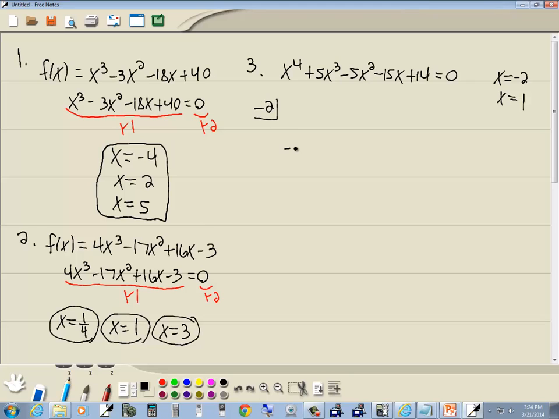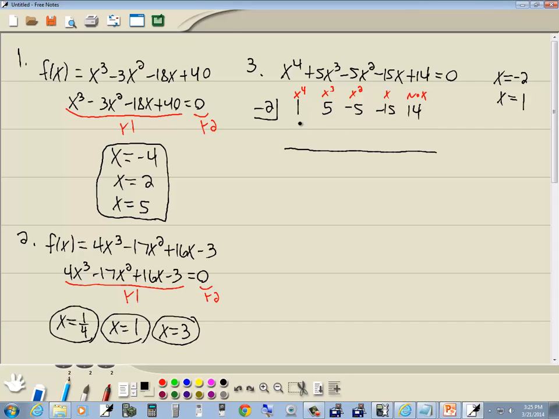Doesn't matter which one you start with. I'll start with a negative 2. And remember, real small across the top here, I'm going to write x to the 4th, x to the 3rd, x squared, x, and no x, our constant term. Do not write those large or you will screw it up. We would write down numbers that's in front of them. There's a 1 in front of the x to the 4th, in front of the x to the 3rd is a 5, negative 5, negative 15, and 14.